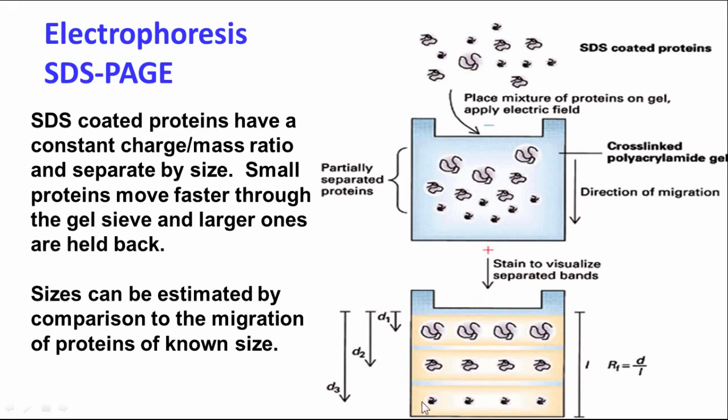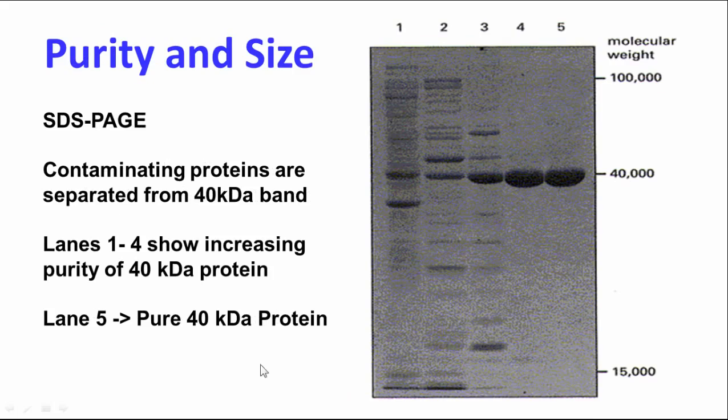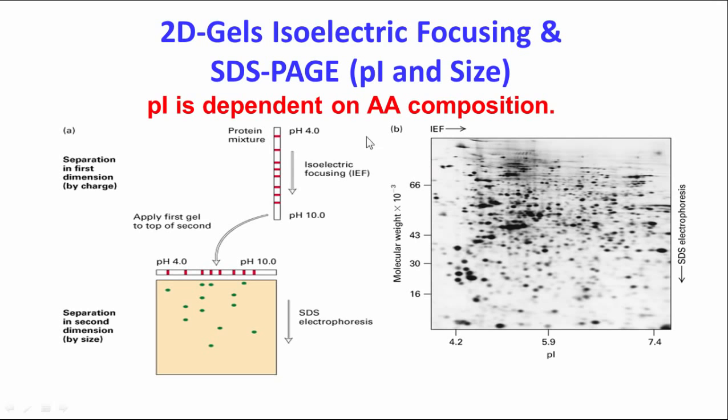You can also run colored standards, so you can measure approximate sizes here relative to the others that are known. Here's a purification, in which we have a crude extract, a couple of purification steps, and finally our product here at 40,000 molecular weight. Nice, pure, looks pretty pure. So it's a way of measuring protein purity as we go through a purification procedure.